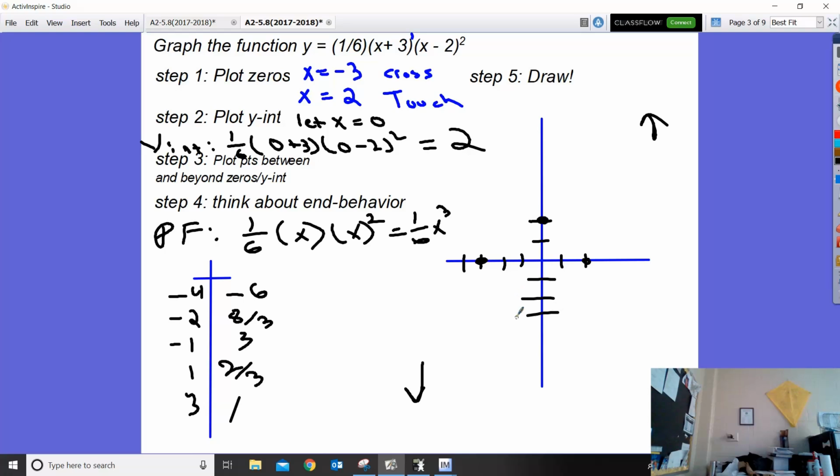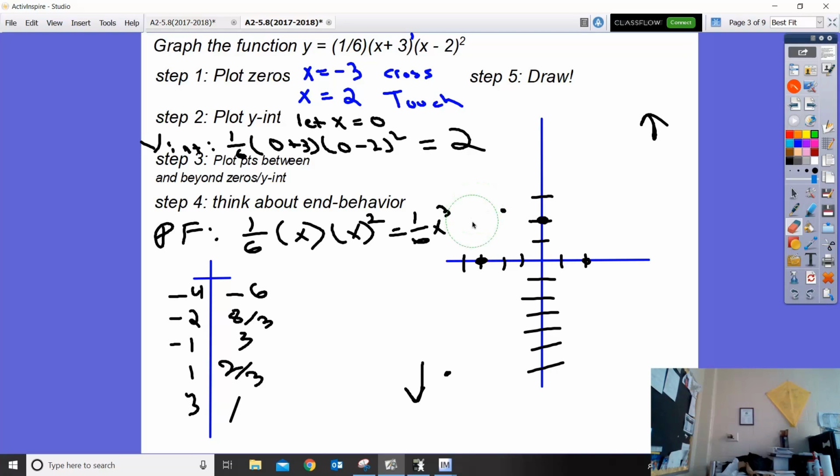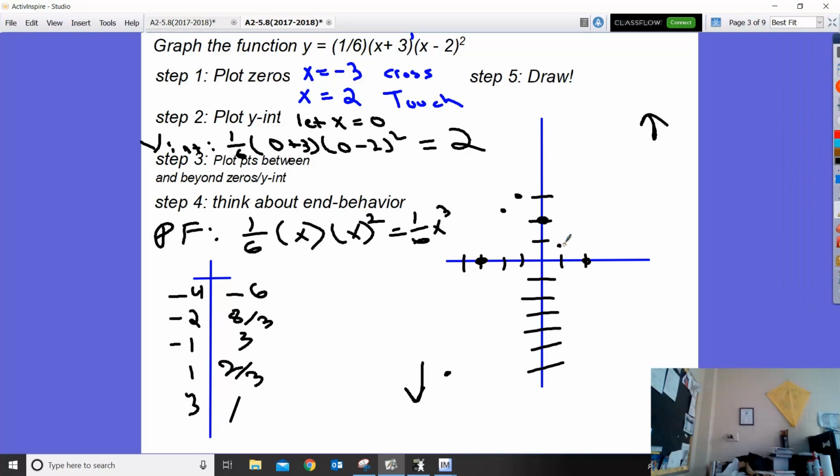-4 was -6. About right in there. Is that point about where you think it should be? You know what end behavior happened. That's good. -2 is 8/3. That's 2 2/3, a little under 3. -1 was 3. You already know what 0 is. 1 was 2/3. And 3 was 1. All you gotta do is connect the dots, kids.